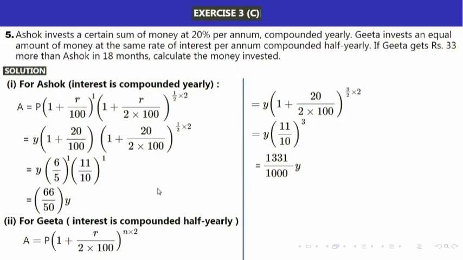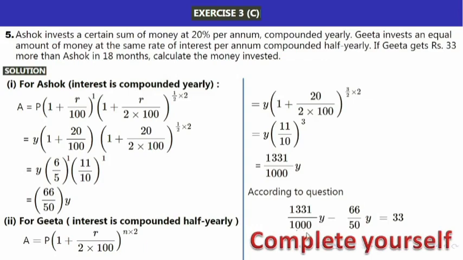Now if you find the difference between them, obviously Geeta will get more, right? So whatever you get for Geeta, from there if you subtract the amount received by Ashok, that will give you 33, right? So you just need to solve it and find the value of y. That y will give you the money being invested by both of them. Initially, in this place you can write let P equal to rupees y also. That will be better for you. So you do that and you will complete the sum by yourself.